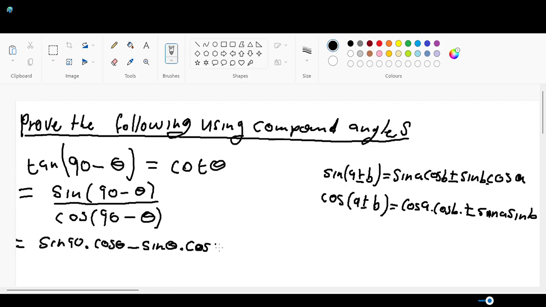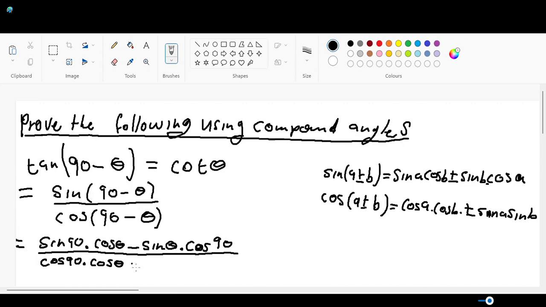So what is our cos a in this case? It's going to be 90. Let's divide all this by the cos. Now we focus on cos. If you look on our right hand side, you can see that is cos a multiplied by cos b. So our cos a here is 90. Cos 90 multiplied by cos theta.